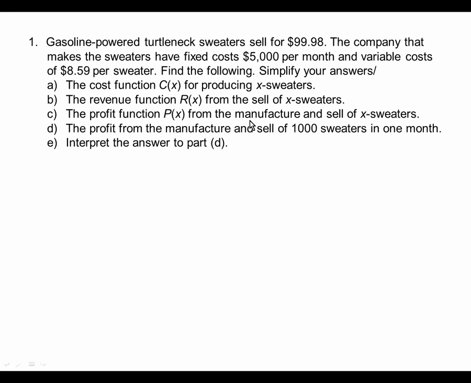Part B, the revenue function R of X from the sale of X sweaters. Part C, the profit function P of X from the manufacture and sale of X sweaters. Part D, the profit from the manufacture and selling of 1,000 sweaters in 1 month. And in Part E, we're supposed to interpret the answer to Part D. The interpretation kind of being, did you make money, did you lose money? Now remember, if this were a WebAssign problem, this would be 5 points: 1, 2, 3, 4, 5.